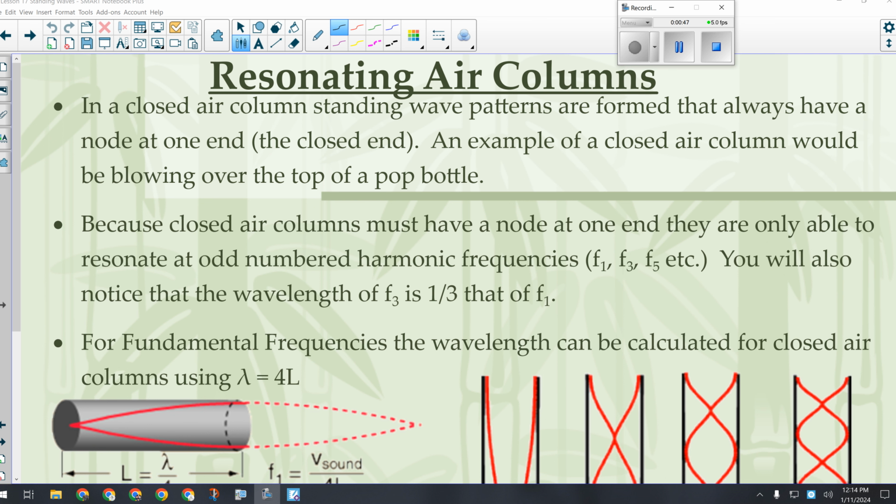So what we're going to look at today is how that gets set up in the two different types of air columns: closed air columns and open air columns.